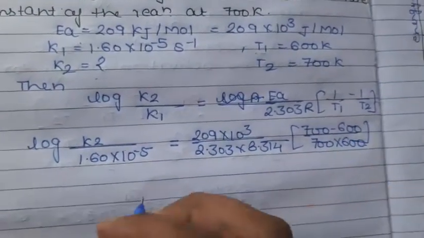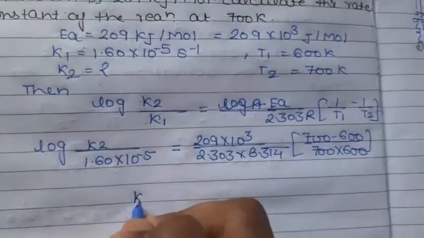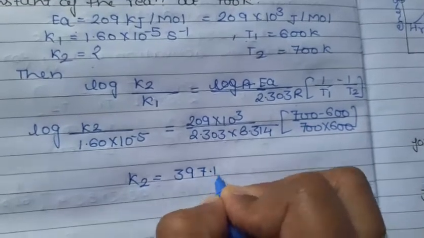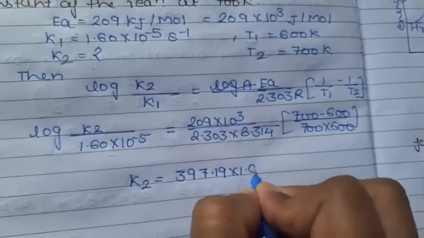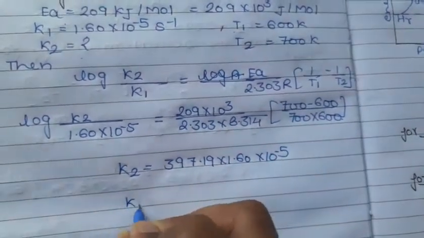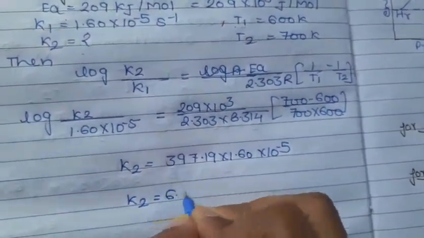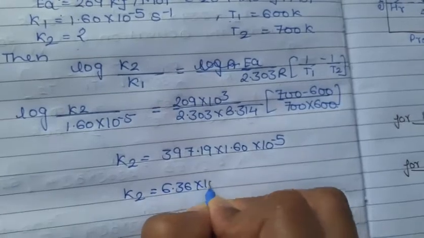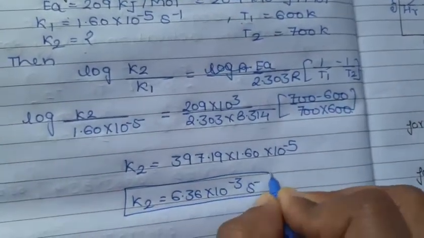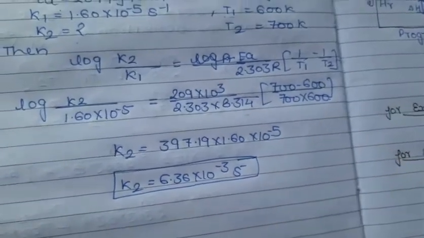Okay students, now solve this. We get K2 equals 397.19 into 1.60 into 10 to the power minus 5, and K2 equals 6.36 into 10 to the power minus 3 second inverse. So solve this type of numerical like this.